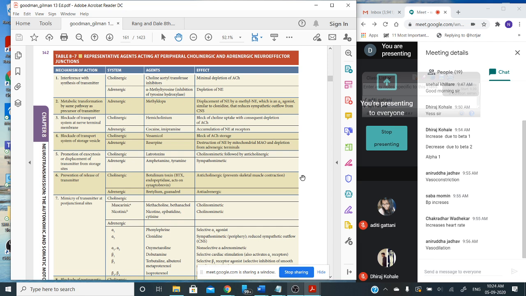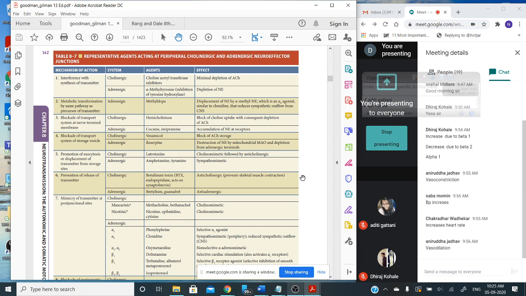Then there is one process of promotion of exocytosis or displacement of transmitter from storage site. In cholinergic, there are toxins, mangarotoxins and other toxins, for example latrotoxin. Initially they will be cholinomimetic because it will initially allow release, but later they will be anticholinergic agents. Then adrenergic: amphetamine, tyramine are sympathomimetic because they cause exocytosis or displacement of neurotransmitter from the storage sites. Then the next type of mechanism is prevention of release of transmitter.